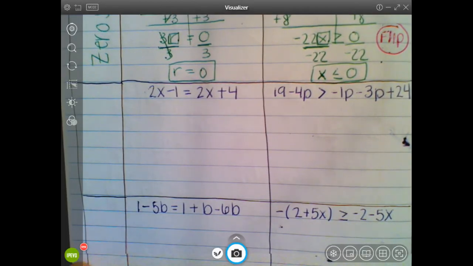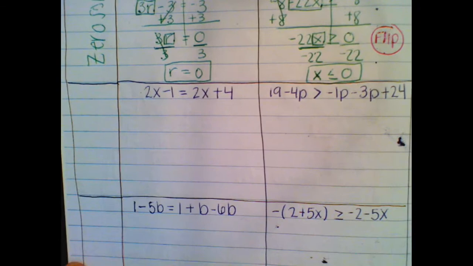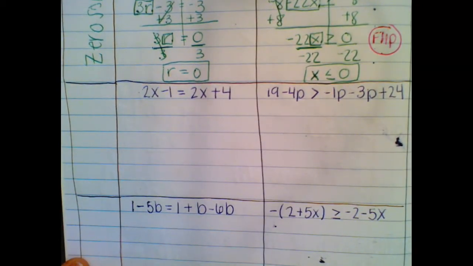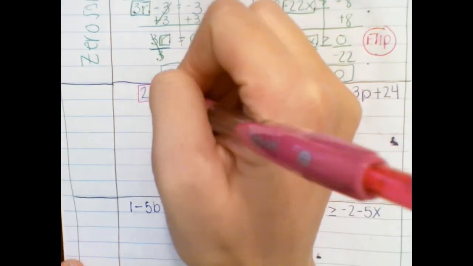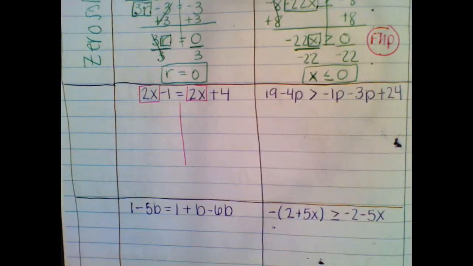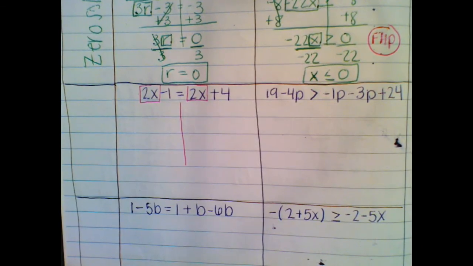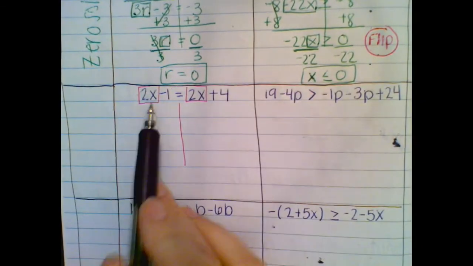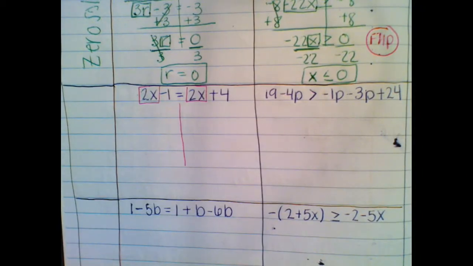Okay, so the next part of this is going to be solving this equation and this inequality, and we're going to see what kind of special case we get here. So we're going to start again by just boxing our variables and drawing our lines. And now you'll notice that we have variables on opposite sides.